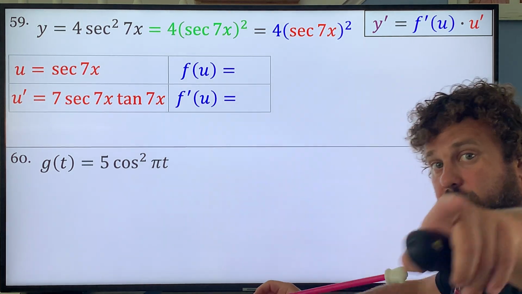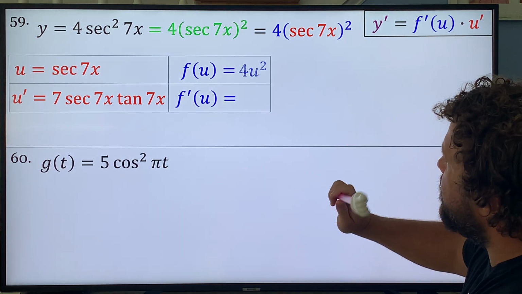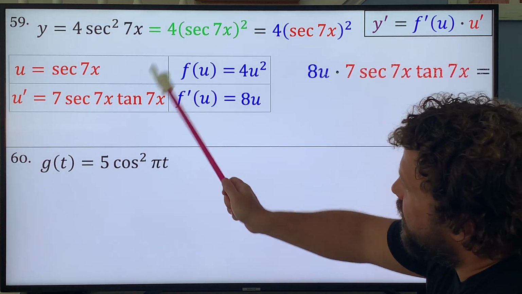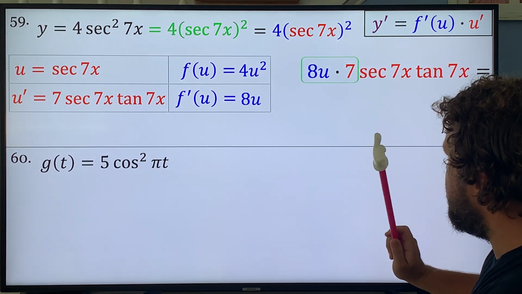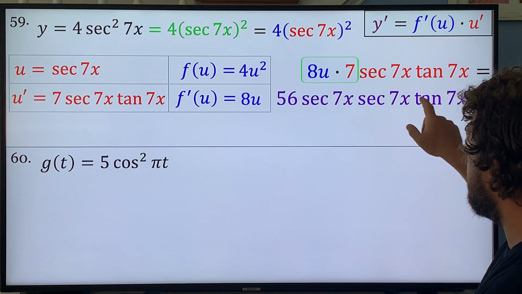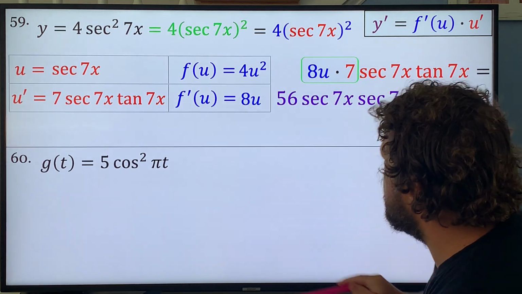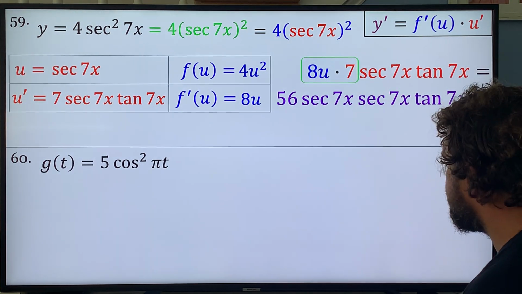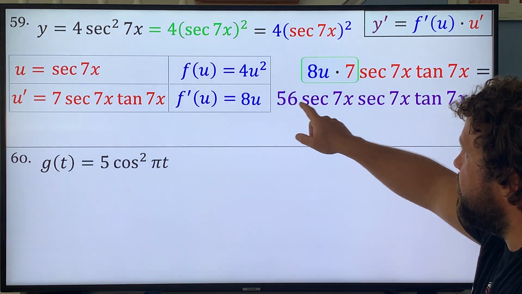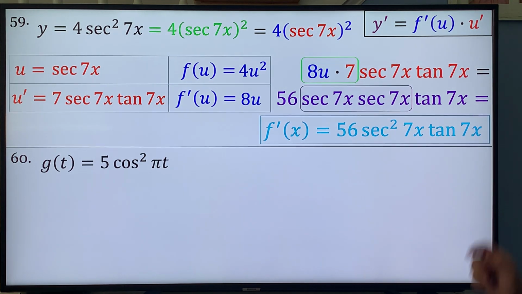7, 7, 7. Lucky. F of u is 4u squared, 8u. Multiply these by each other. 8 times 7 is 56u. Secant 7x, secant 7x, tan 7x. The u is secant 7x, so all I did was plug it back in. Secant 7x is 2 of them, so 56 secant squared 7x, tan 7x.